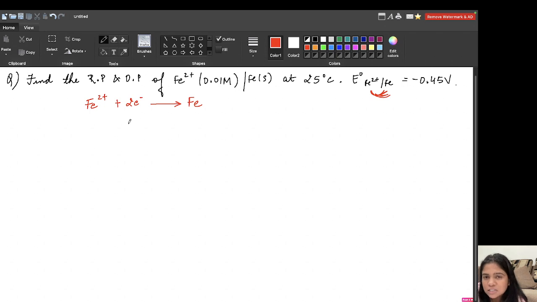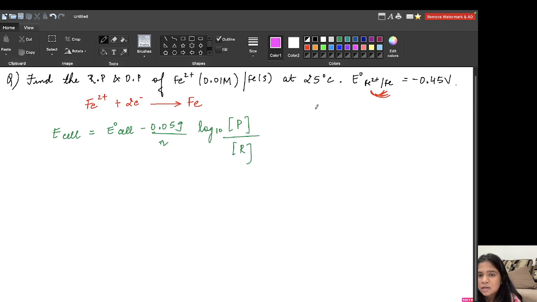Now applying the formula, just directly write the formula first. E of cell equals E naught of cell minus 0.059 by n log base 10 concentration of product by concentration of reactant. One important thing: concentration of pure solids and liquids will always be 1. You have to remember this.